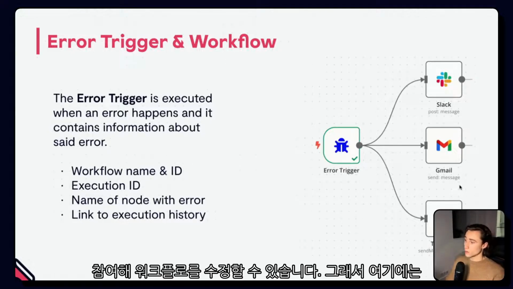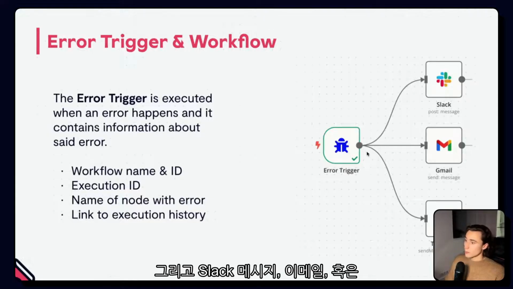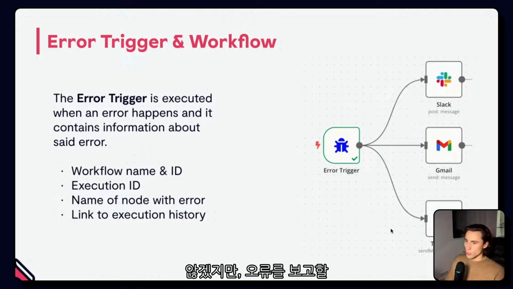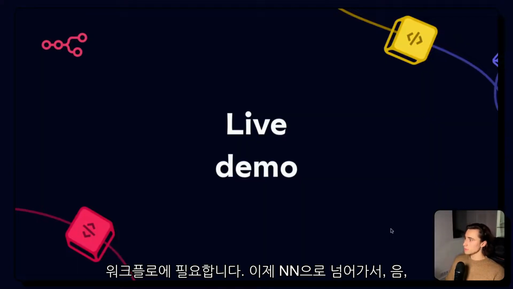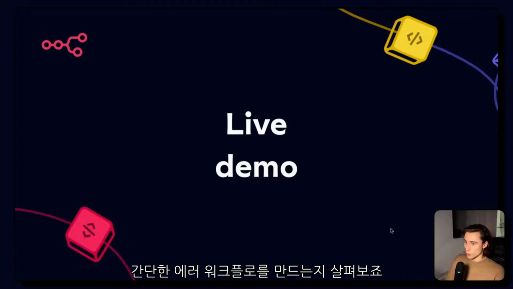So here you have an example error workflow, an error trigger that sends a Slack message, an email, or a Telegram. You probably don't need all three, but you probably need somewhere where you can report on errors in your workflows. Let's jump into n8n and see how we can use errors and build a super simple error workflow.